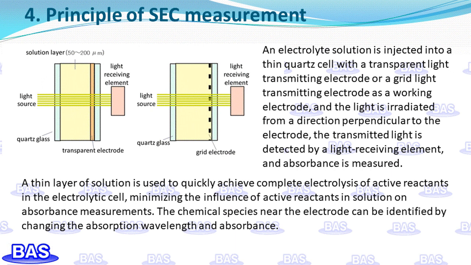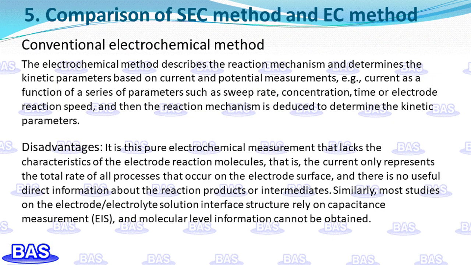A thin layer of solution is used to quickly achieve complete electrolysis of active reactants in the electrolytic cell, minimizing the influence of active reactants in solution on absorbance measurements. The chemical species near the electrode can be identified by changing the absorption wavelength and absorbance. Next, let's compare spectroelectrochemical methods with traditional electrochemical methods.